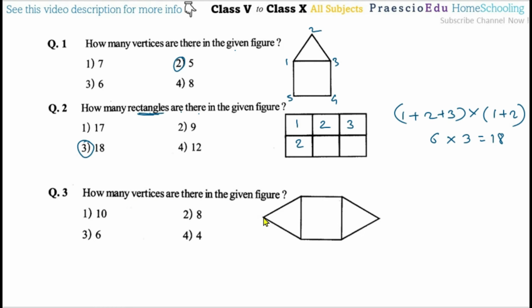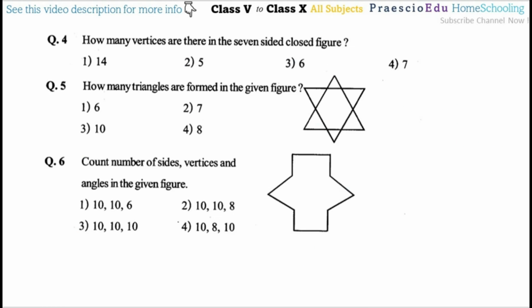So vertices we have to count. So 1 2 3 4 5 and 6. So 6 means option number 3 is the correct one.